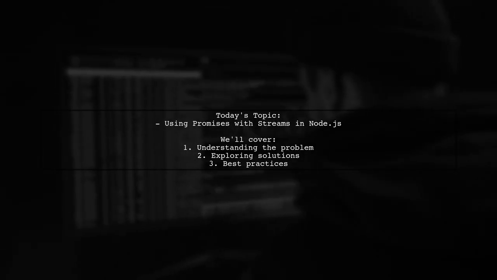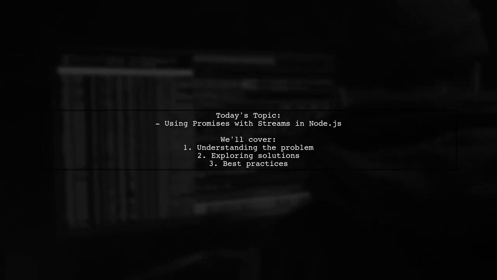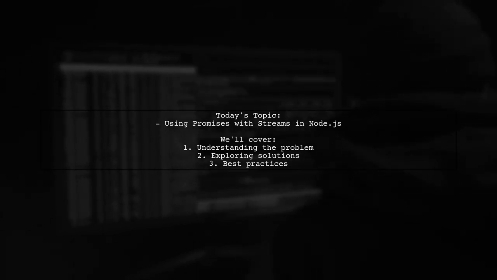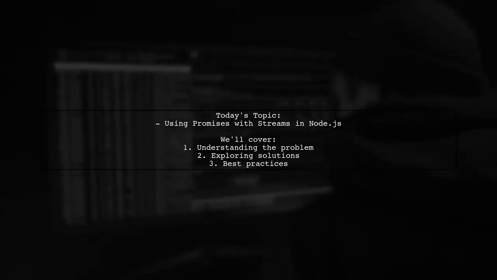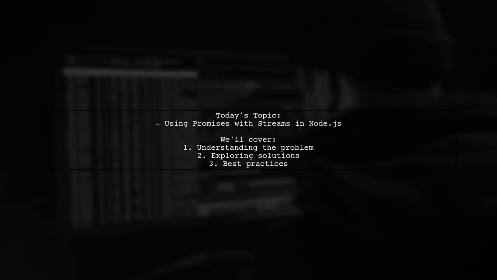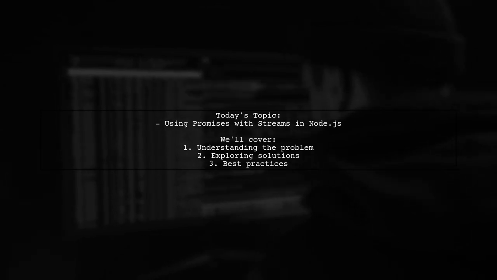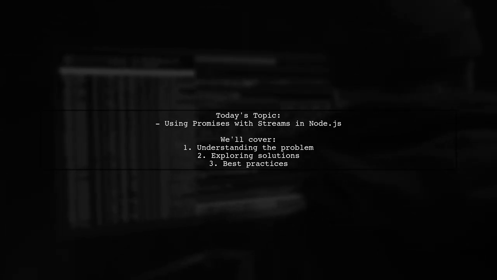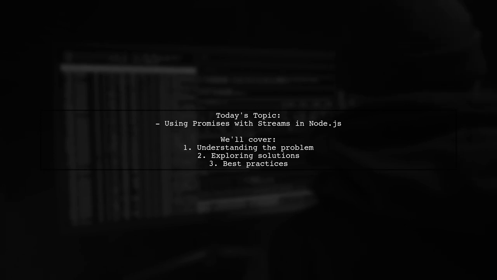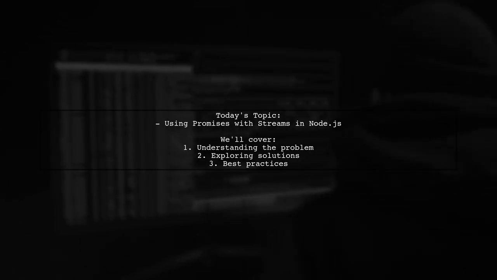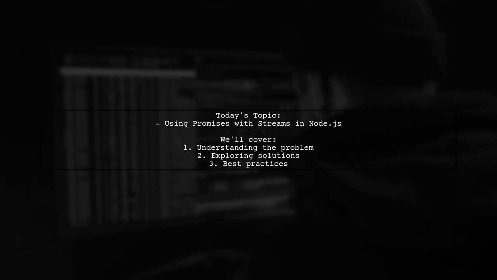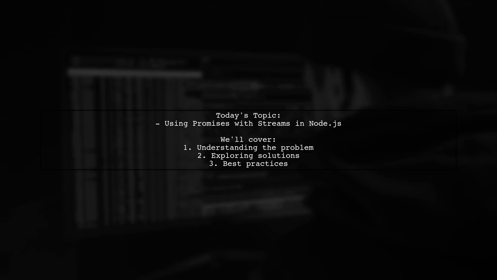Today, we're diving into a common challenge faced by many developers. Our viewer asks, how can we effectively use promises with streams in Node.js? Specifically, they've refactored a utility to fetch a PDF from the web, save it to disk, and then open it in a PDF viewer. However, they're encountering an issue where the file appears valid, but the viewer complains that it's empty. Let's explore the best way to ensure the shell command executes only after the file stream has been fully written to disk.